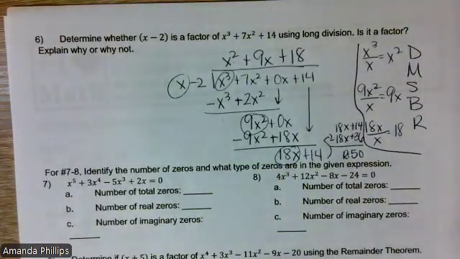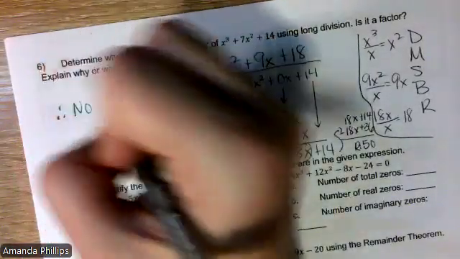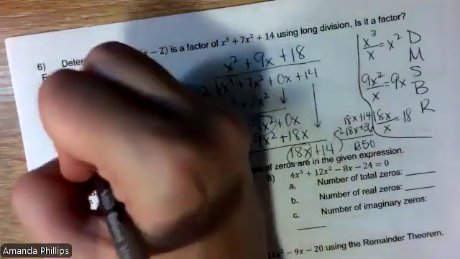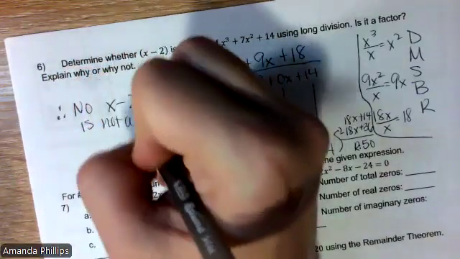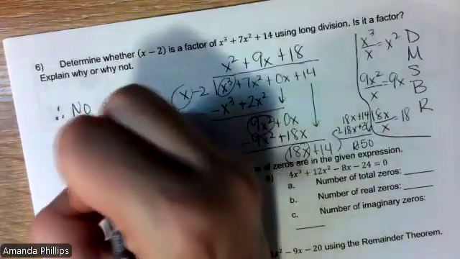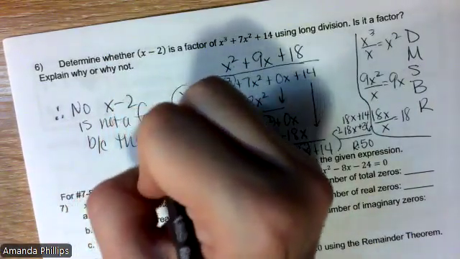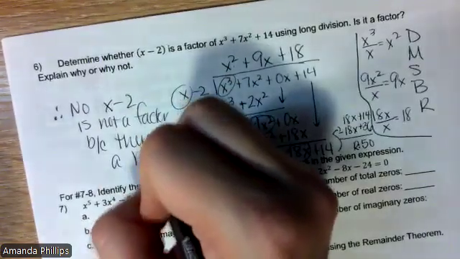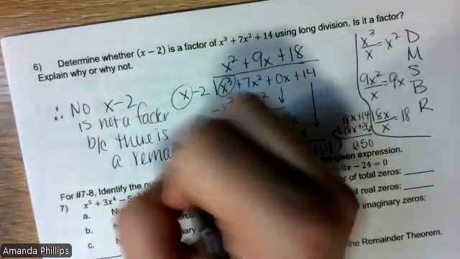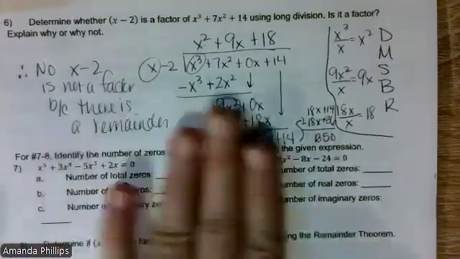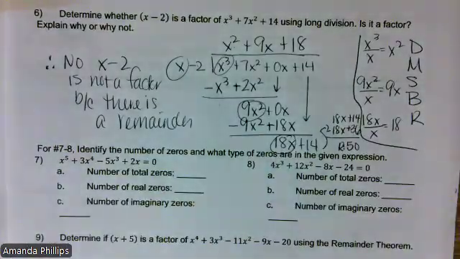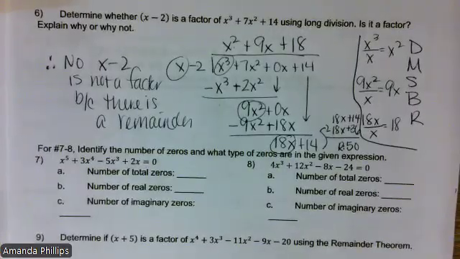And so if I have a remainder, is this a factor? And the answer is no. So we say, therefore, no. X minus 2 is not a factor because there is a remainder. Okay? That's it. And if you happen to be lucky where everything goes perfectly, then you can say, yes, it is a factor because there is no remainder.